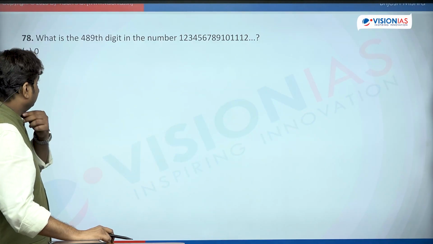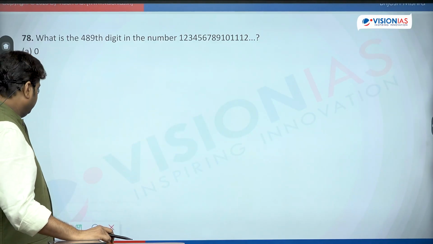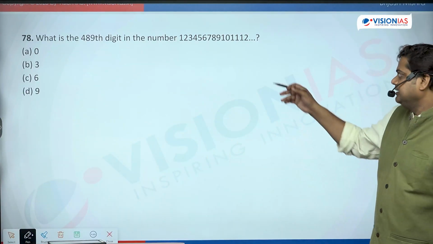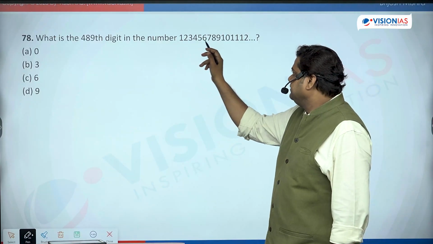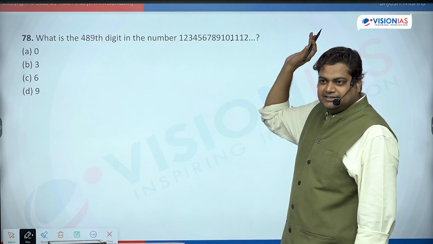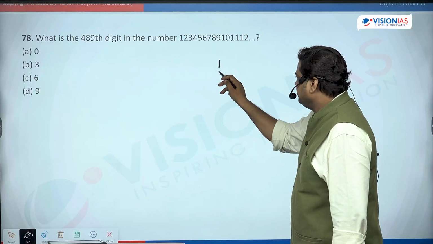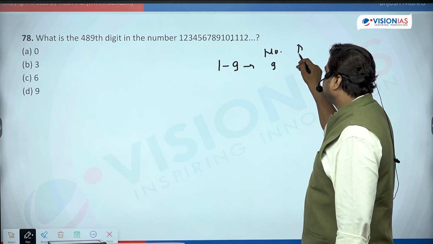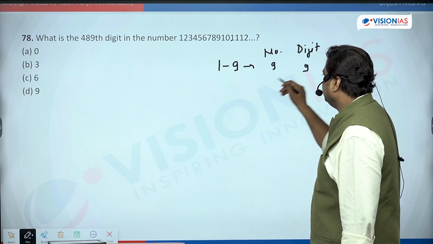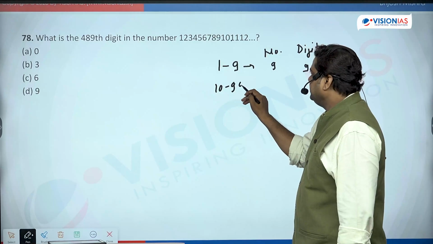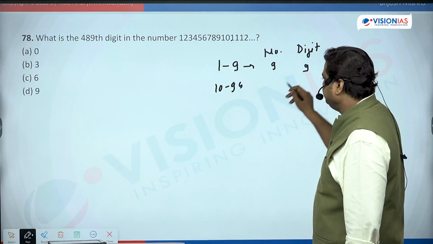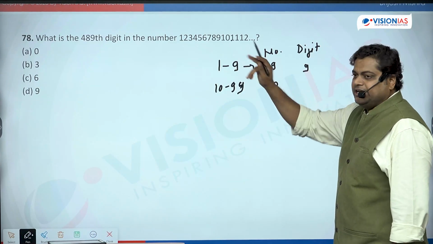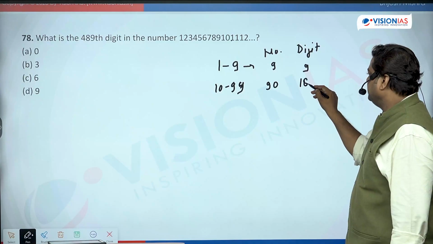Then see this question. What is the 489th digit in the number 123? This question was related to the number of pages questions. Like in a book, the page numbers are written this way: 1, 2, 3, 4, then 10, 11, 12, 13, 14, and so on. So here, again, we approach the same way. From 1 to 9, how many numbers are there? 9. How many digits? 9 into 1, 9. Then all the 2-digit numbers, 10, 11, 12, 13 till 99. How many numbers are there? 90 numbers. Each number carries 2 digits. So 90 into 2, 180.